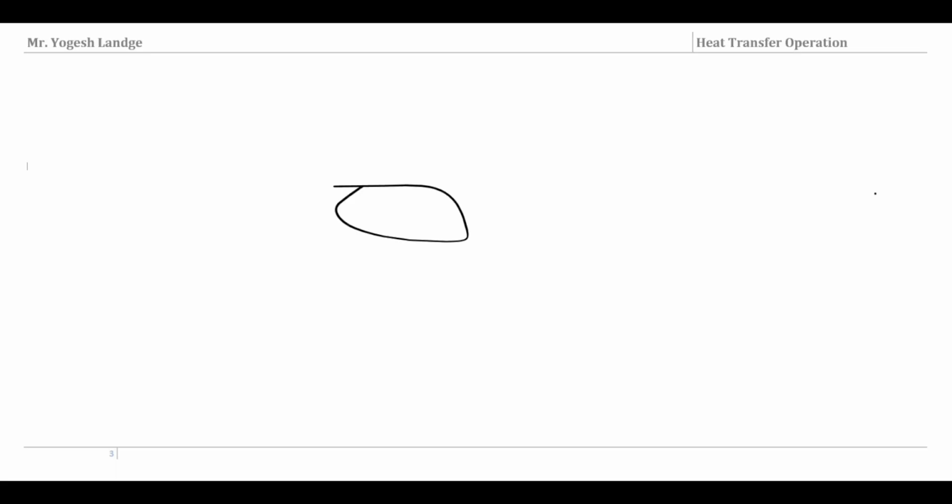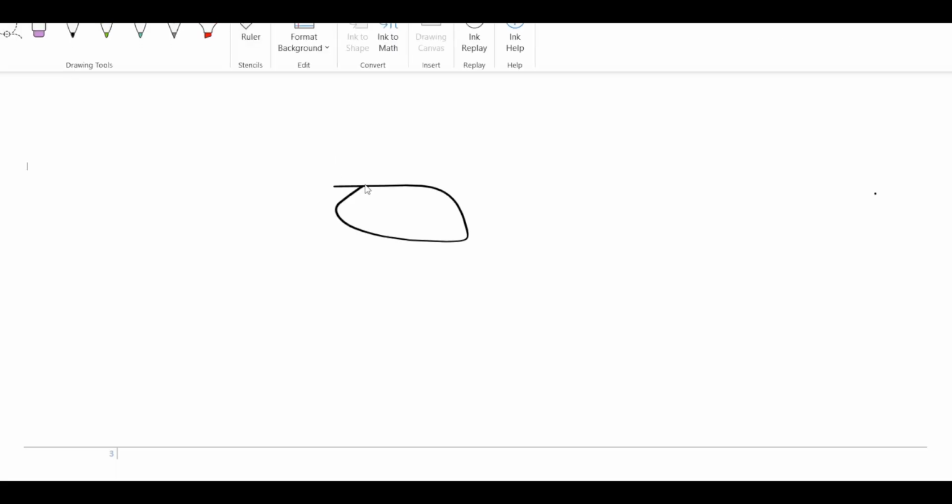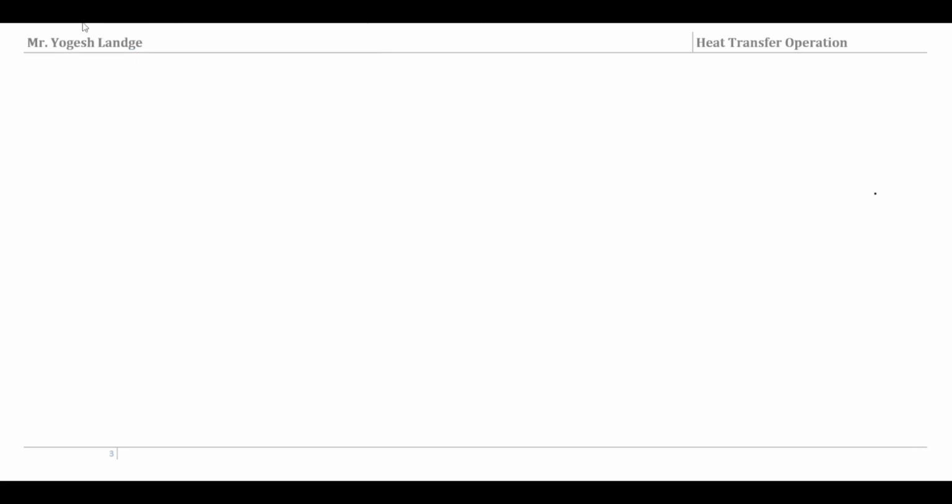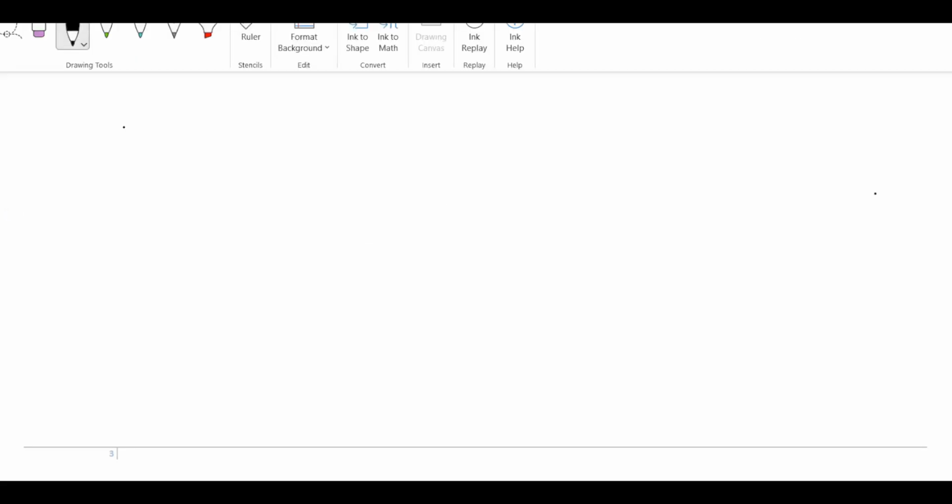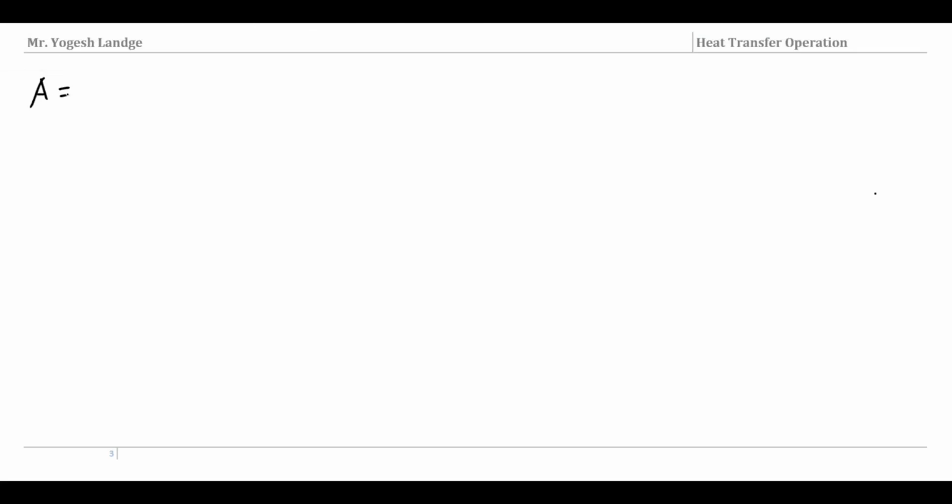So let's calculate. Here we can calculate first the area. The area is known to me: 60 by 30. I converted this into 0.6 into 0.3, in meters. This value is 0.18 meter square, but we don't need to do this; just put it as it is, no problem.